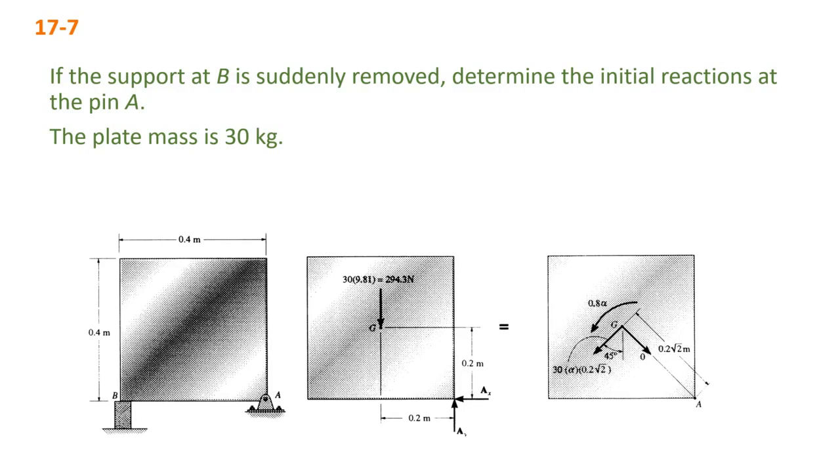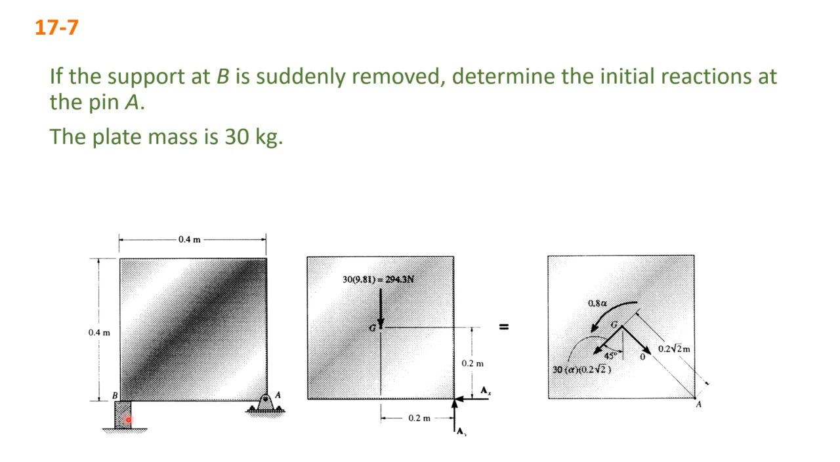Okay, so the second example we have for week number 5 is about a plate that has dimensions of 0.4 meter by 0.4 meter, as you can see in this diagram. The width is 0.4, the height is 0.4, hinged at point A and supported at point B.